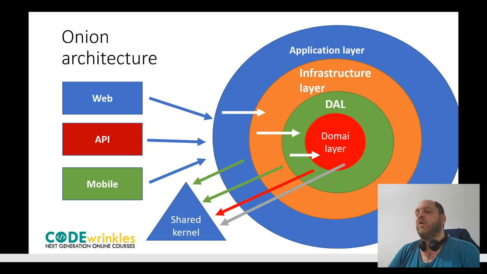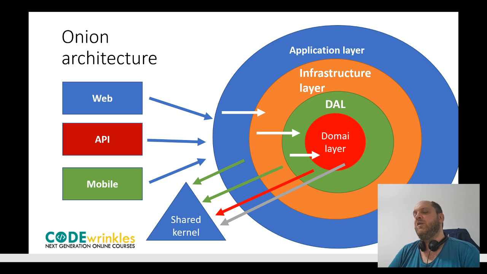So cross-cutting concerns that concern the entire application, but not external resources, I would then put in that shared kernel. This is why the shared kernel in domain-driven design is a little bit special, because projects in the domain layer can depend on projects in the shared kernel.